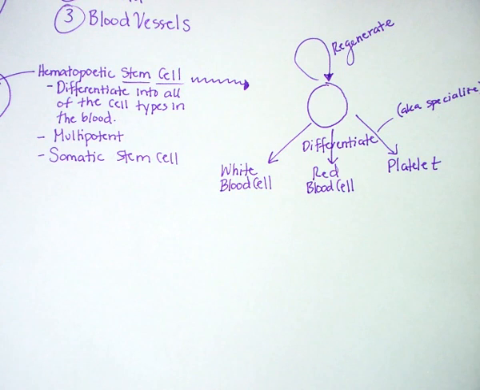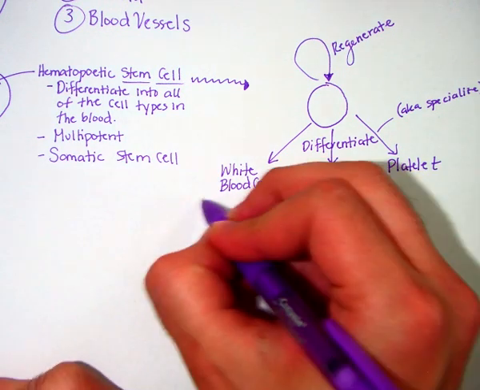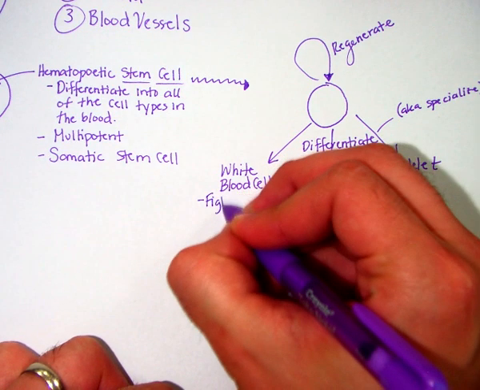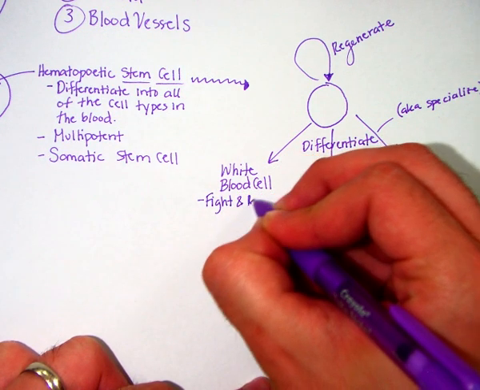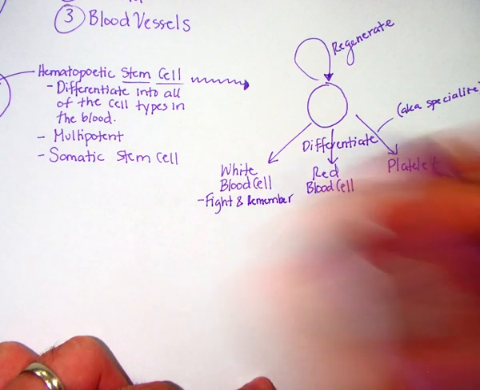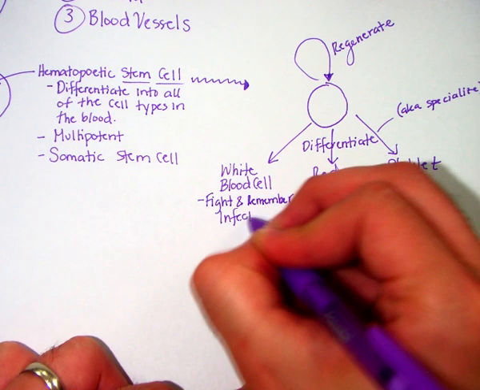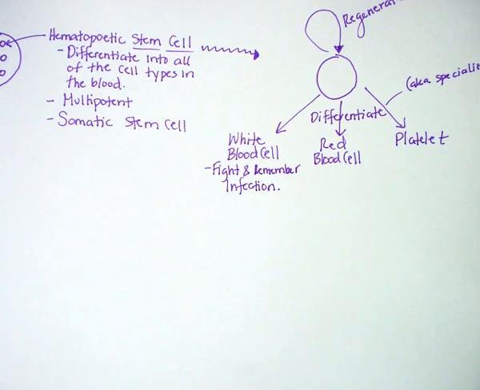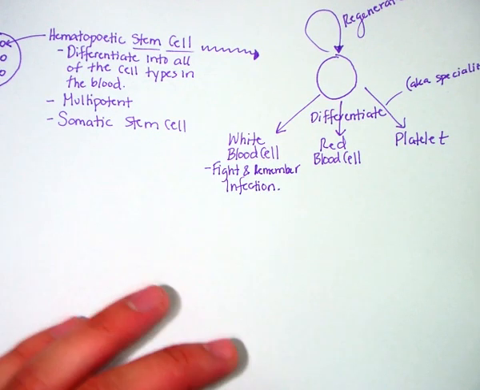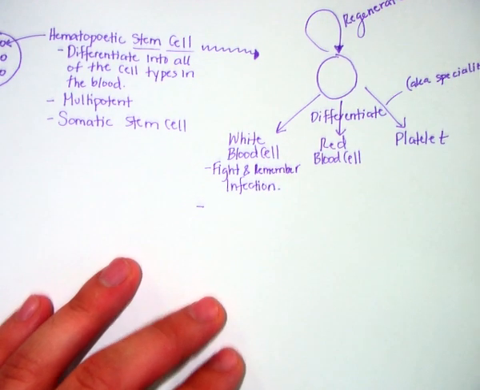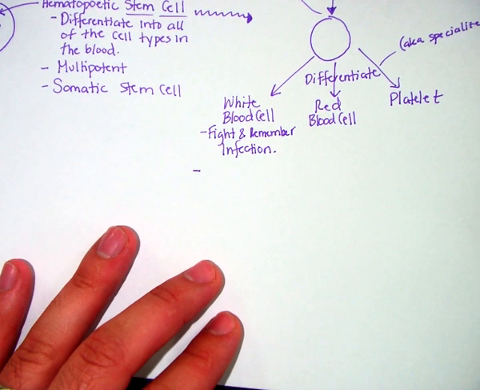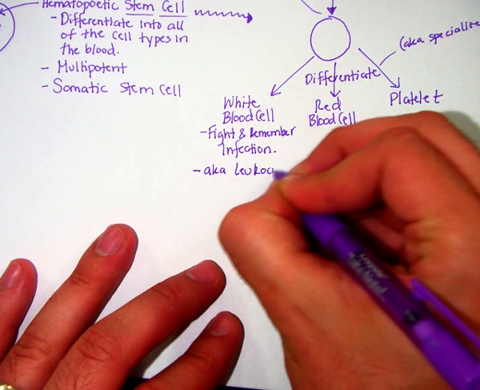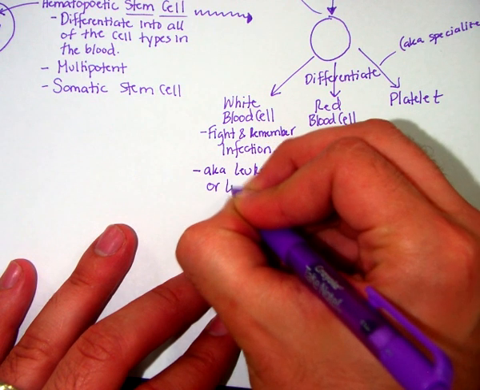Okay, a quick profile about these. White blood cells, their major purpose is that they fight and remember infection. They have this ability to remember specific infections and be prepared for them next time. You'll also see that these white blood cells go by a fancier name. They're called either leukocytes or lymphocytes.